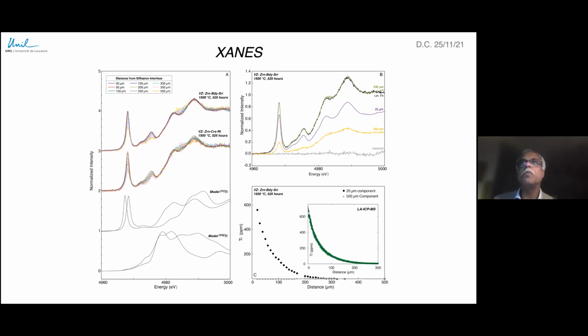I'll just read out his second question while he gets a chance to type in chat if he has something to say. So the second question is whether the diffusion perpendicular to the C-axis occurs via the replacement of zirconium by titanium.